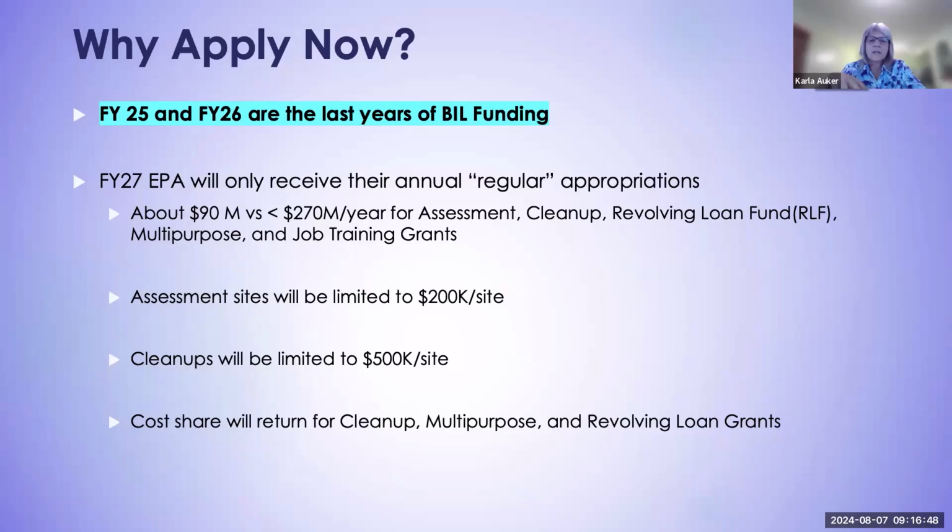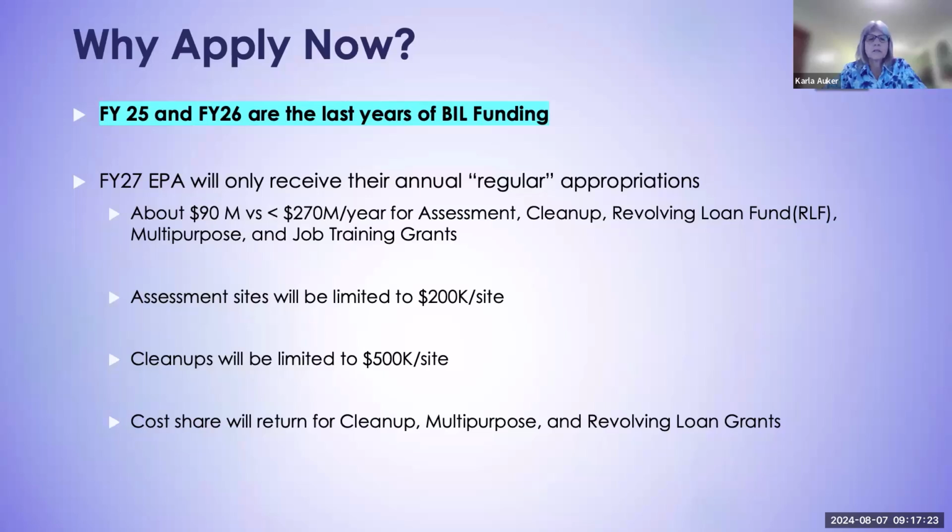Those are for all the grant types, all the 104K grant types: assessment, cleanup, revolving loan fund, multipurpose, and job training grants. A couple of things to think about. With the infrastructure law money, our assessments, you can spend as much money as you want on assessing a site. Once we go back to our regular appropriations, assessment sites will be limited to $200,000 per site. Even if you get a $500,000 grant, you can only spend up to $200,000 on a single site.